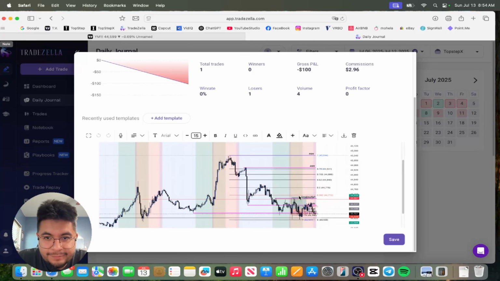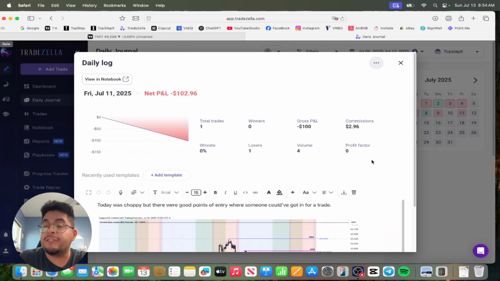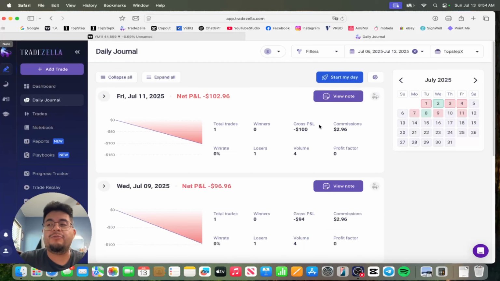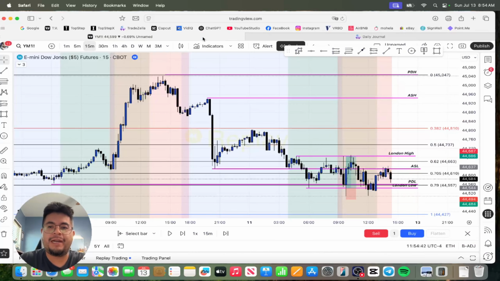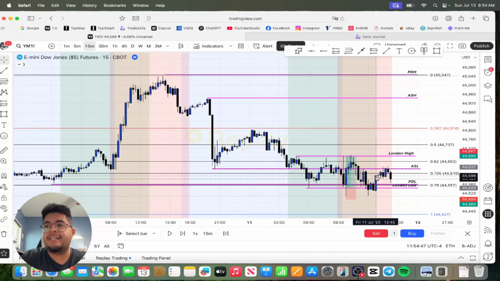I did take a loss. I should have waited for that London low to get ran, and that's my fault because I just wanted to force a trade, right? So I have to have faith in the idea that price will have reactions, go back to these levels, and if it doesn't, then it's a no trade day.